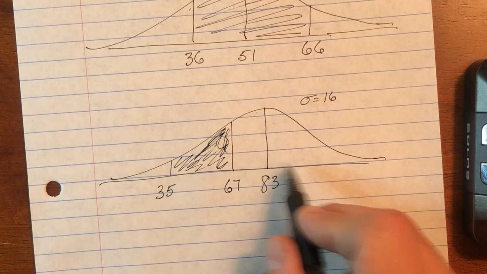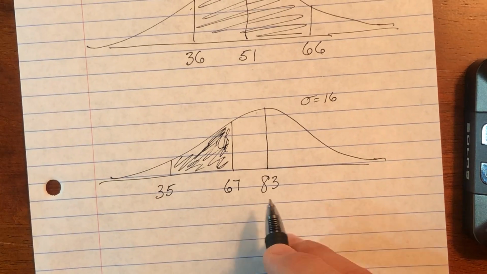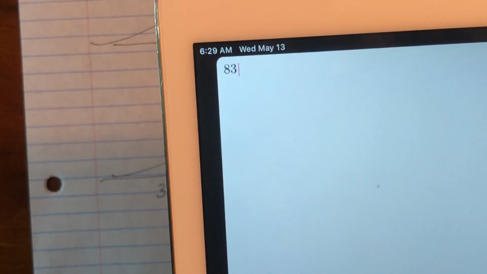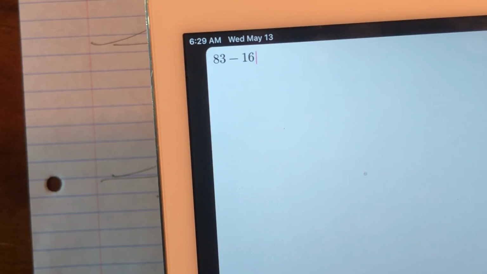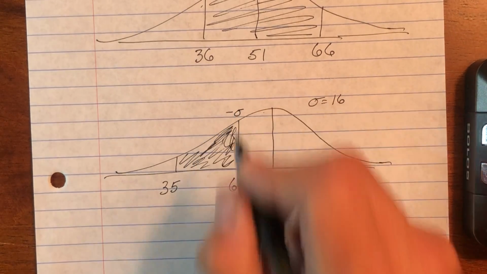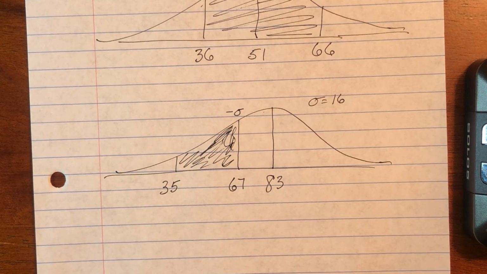Let's figure out how many standard deviations away from the mean these are. Well, 83, looks like we're going to have to start subtracting from 83. So let's do 83 minus 16. That's one standard deviation. That would be 67. So we know that this is a negative one standard deviation from the mean.